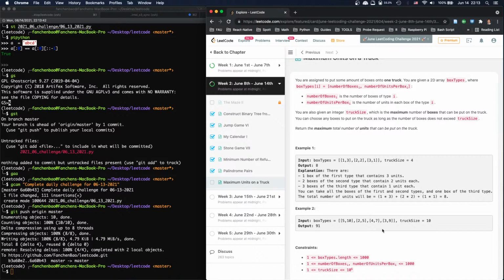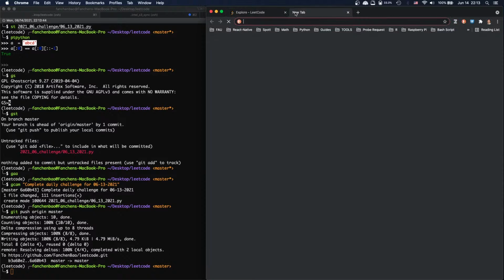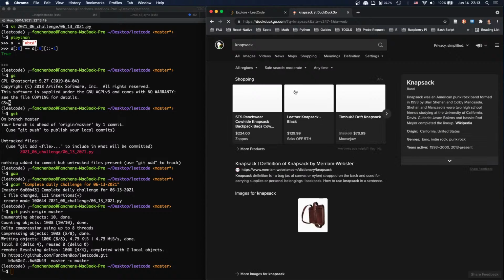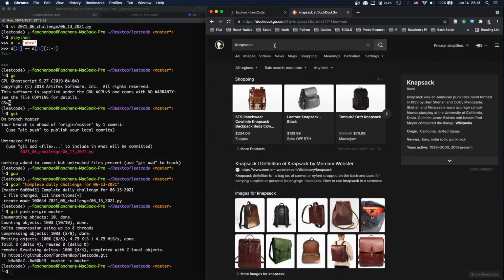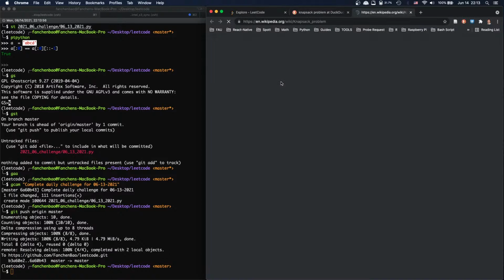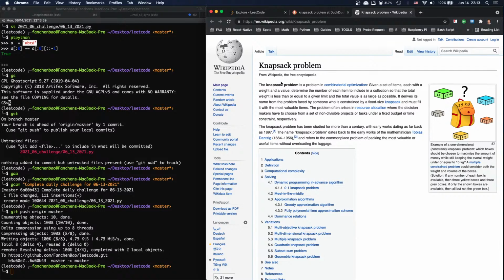Yeah, I'm gonna get knapsack. Forgot how to solve knapsack. Oh Jesus. Yeah, it's the same problem. The weight and the value determine the number of each item to include in a collection such that the total weight is less than or equal to the limit.